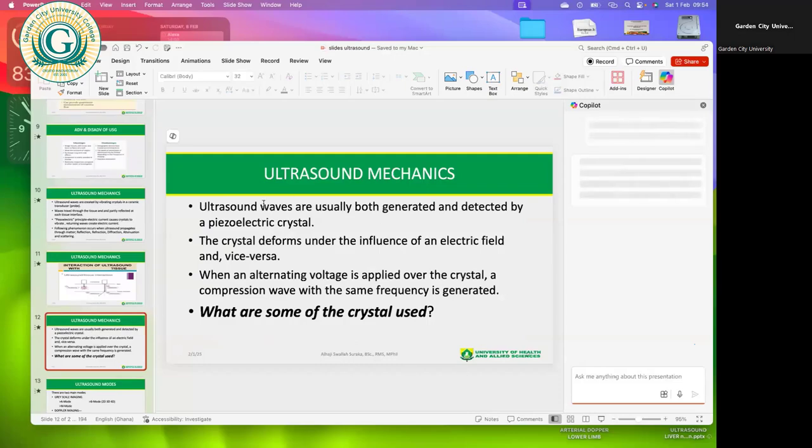This has all been explained in the previous slide, so you should take note. But what you should also take note of for exam purposes is this: what are some of the crystals used within the ultrasound probe or transducer that deform to produce the ultrasound? The generic name is piezoelectric crystals, but there are specific different types of crystals that are used. Kindly find out their names.